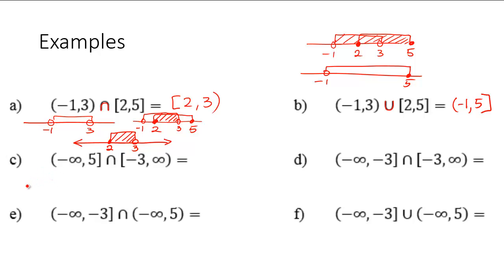So we've got -infinity all the way up to 5 including, intersected with -3 including all the way to positive infinity. So the intersection is just the common part. So that includes between -3 and 5, including both parts.